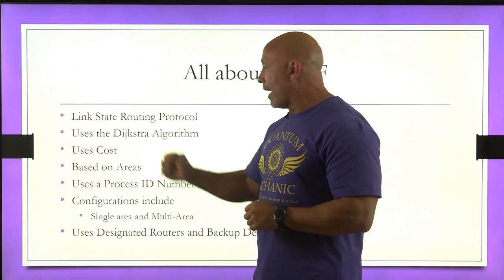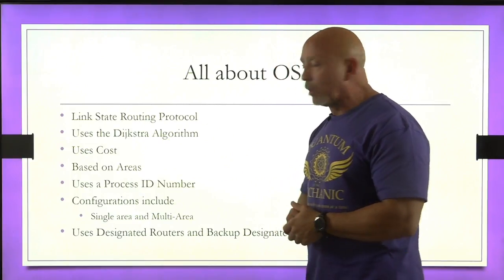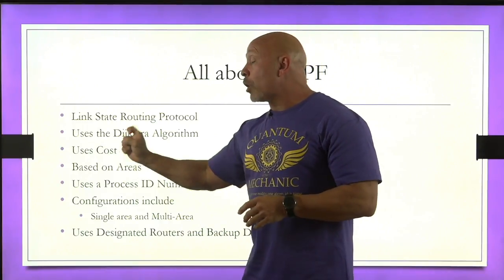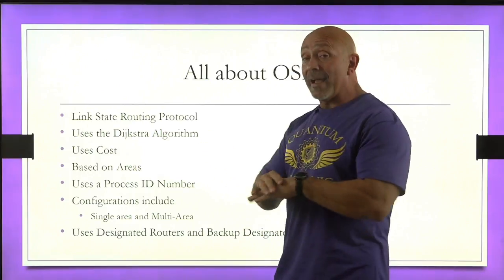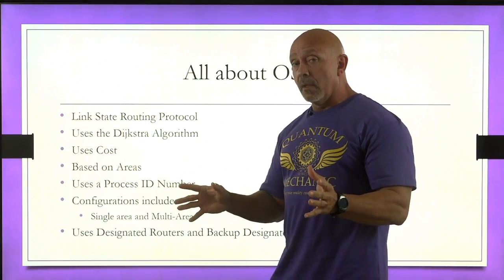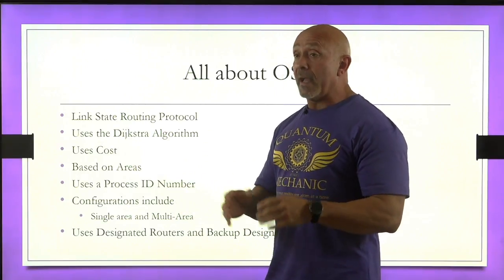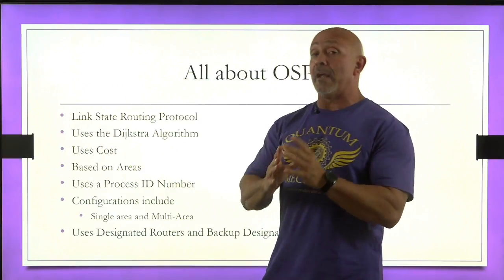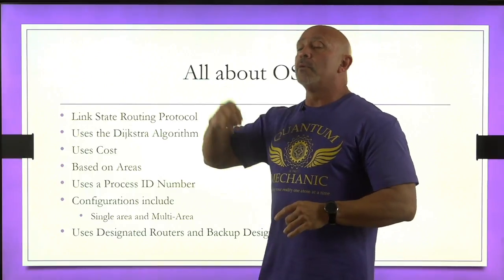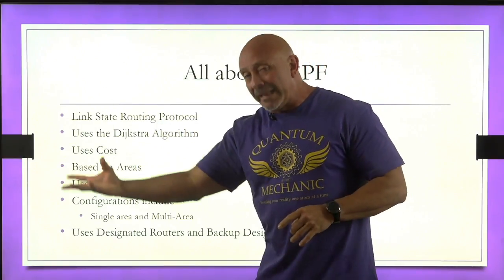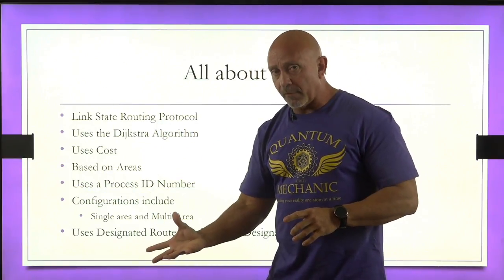So yeah, it uses the Dijkstra algorithm. You can look that up if you want, so you can learn the details about it. We use cost instead of metrics or hop counts. OSPF has no limitation on hop counts. It has none, zero. It is based on areas. So you can have from area zero up to 4.2 billion areas.